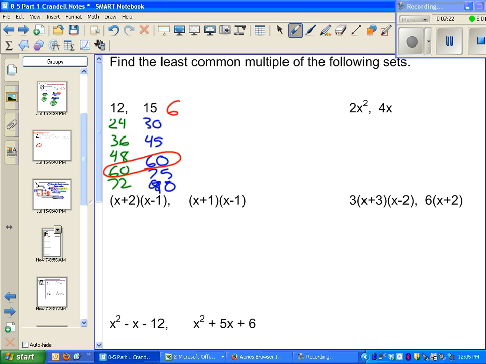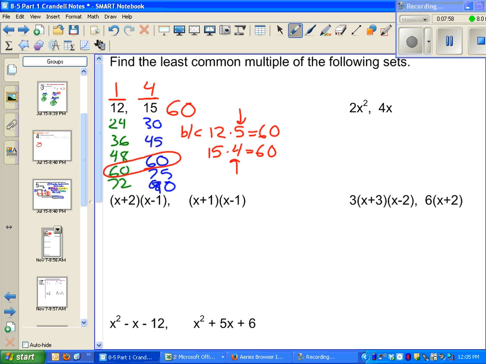So the least common multiple here is 60 because 12 times 5 is equal to 60 and 15 times 4 is equal to 60. Okay. So if this was a fraction like 1 over 12 and 3 over 15, well, we could actually reduce that. So let's change that to maybe 4 over 15. Then we're going to multiply top and bottom by what's missing. So what's missing from the 12 is a 5. What's missing from the 15 is a 4.